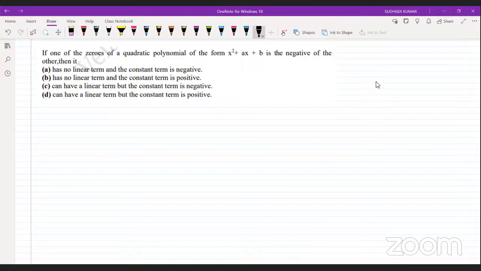How it is option A? Yes, you are right, ma'am. How it is option A?